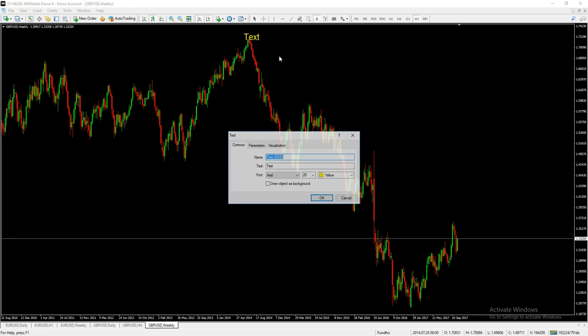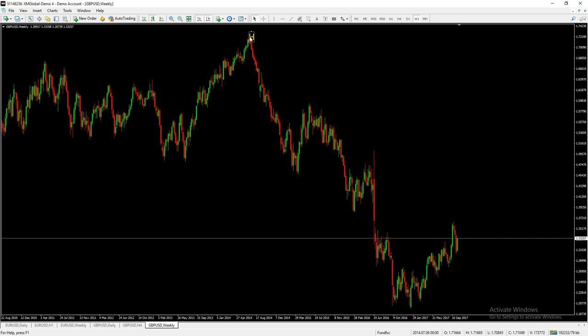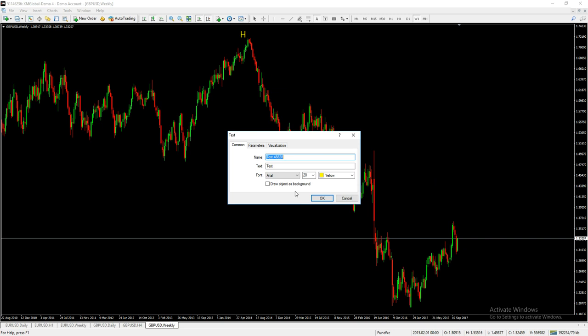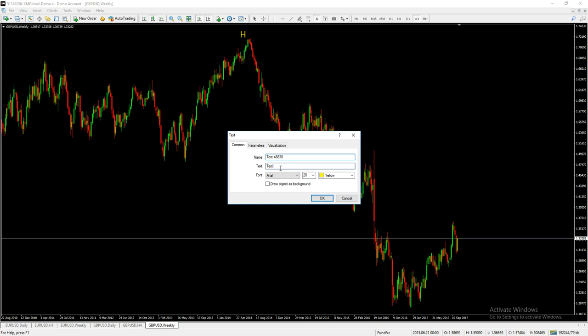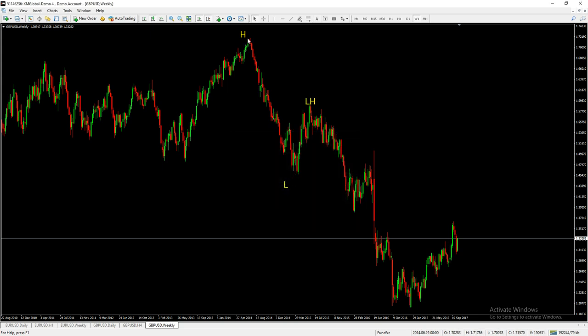So let's just plot in our abbreviations to make it easier. A high. The next one would be a low. The next one would be a retracement into a lower high. The reason why it's a lower high: it's a high, yes, but it's lower than the previous high. Yes, so it's a lower high.